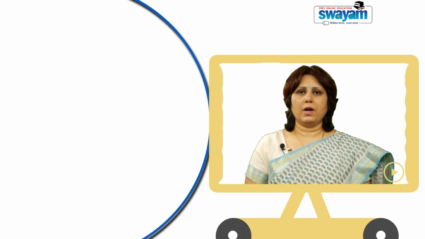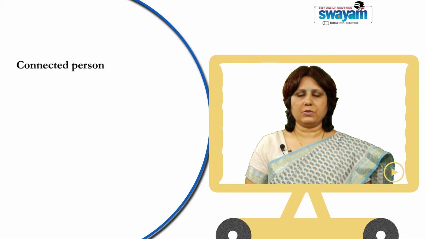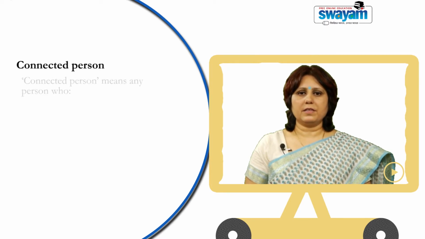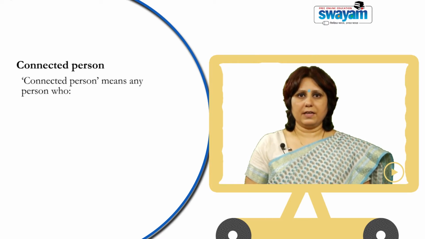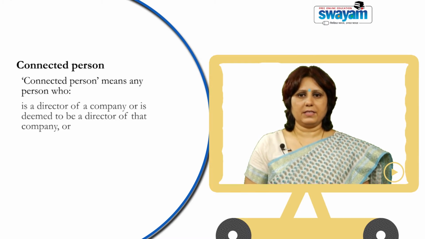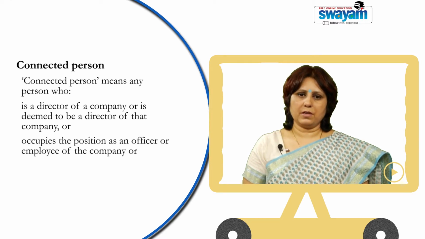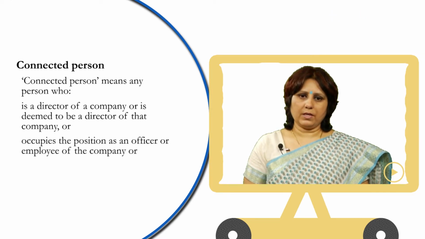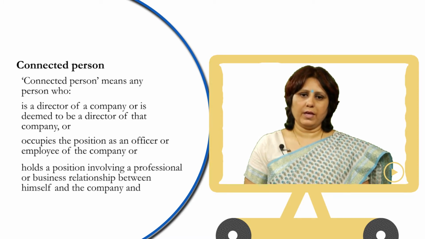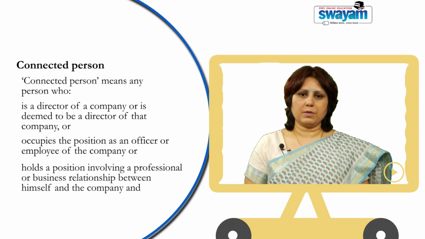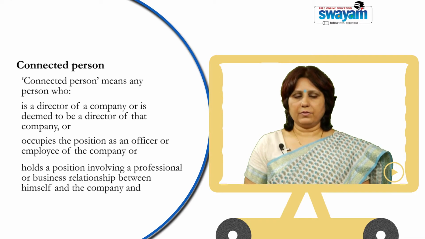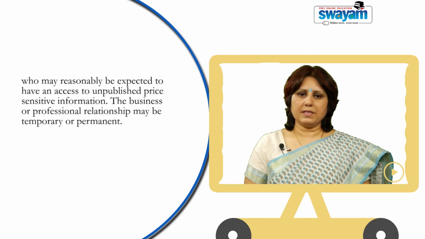Let us now look at who are connected persons under 1992 regulations. So, connected person meant, under 1992 regulations, a director of a company, or a person who is deemed to be a director of that company, or who occupies the position as an officer or employee of the company, or holds a position involving a professional or business relationship between himself and the company, or who may reasonably be expected to have access to unpublished price sensitive information.